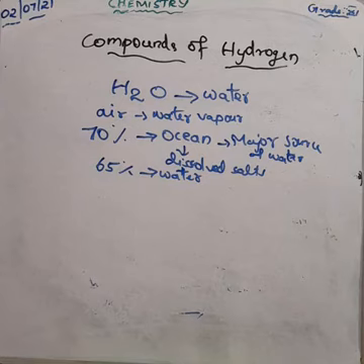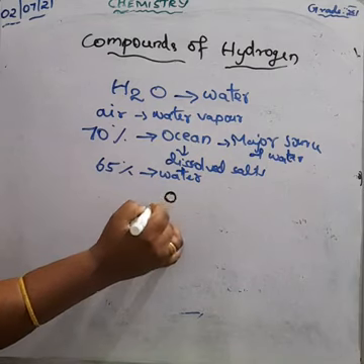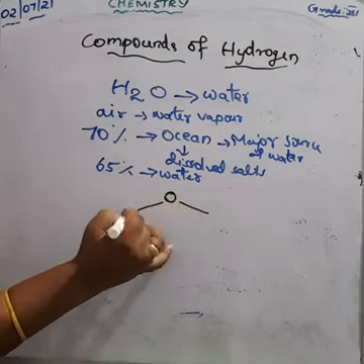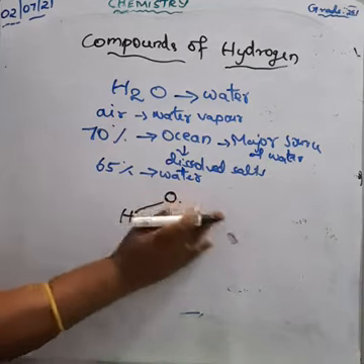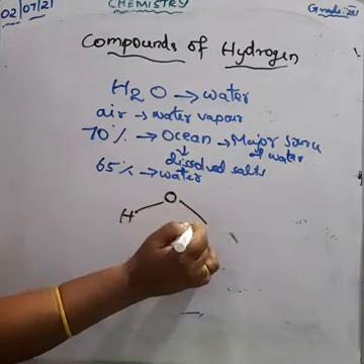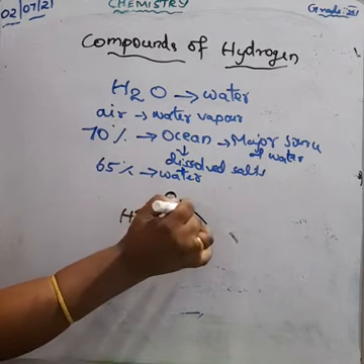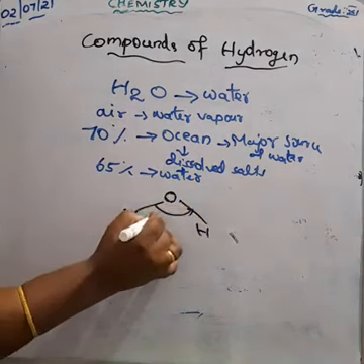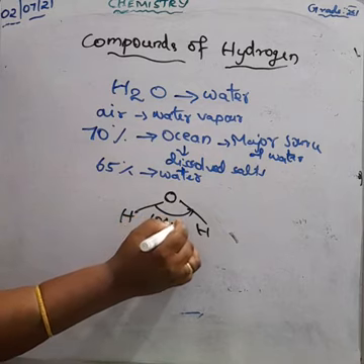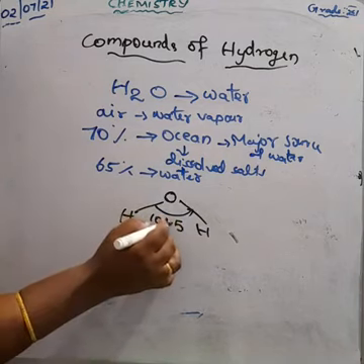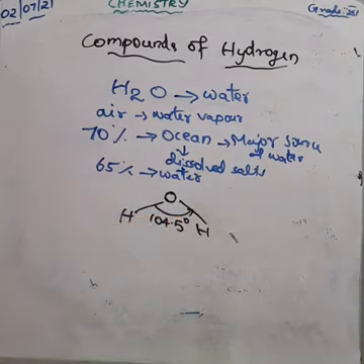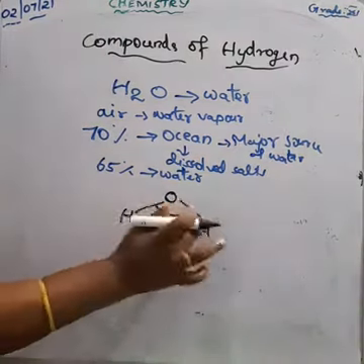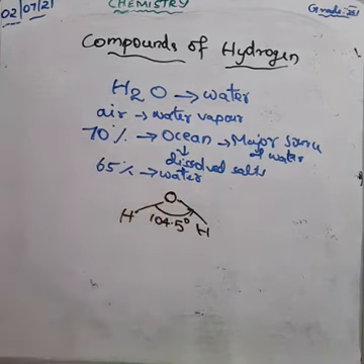What is the structure of water? Structure of water means H2O. Two hydrogens combine with one oxygen. This is the structure of water. The bond angle between the two hydrogen atoms is 104.5 degrees. Okay, this is the introduction about water.